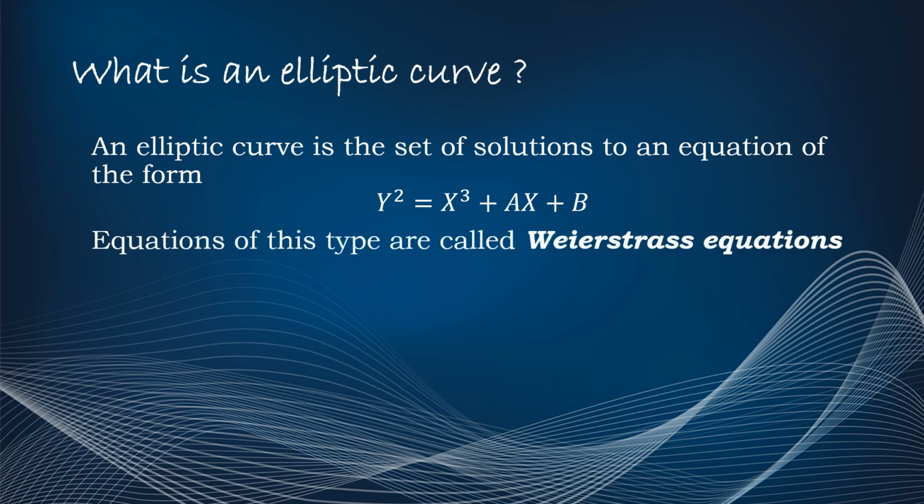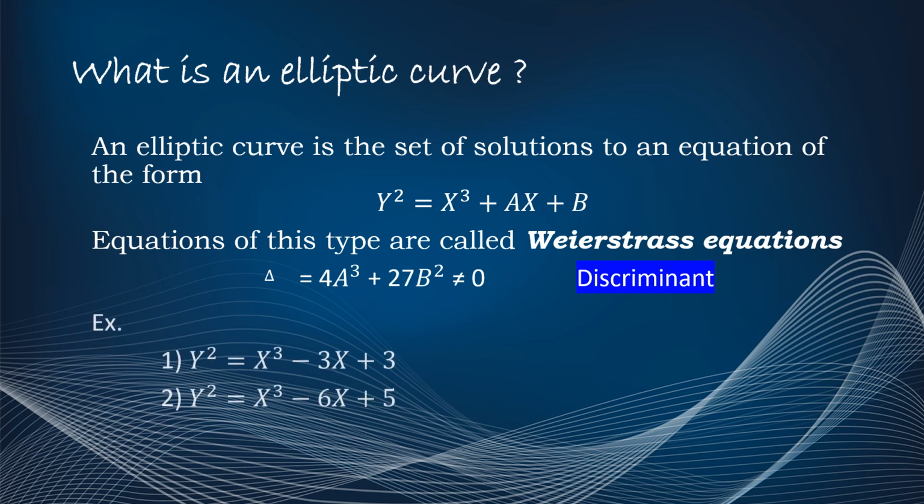Equations of this type are called Weierstrass equations, where the constants should follow the discriminant property, which is delta is equal to 4a cube plus 27b square, and the delta value should not be equal to 0. So let us see examples of this Weierstrass equation where delta should not equal 0.